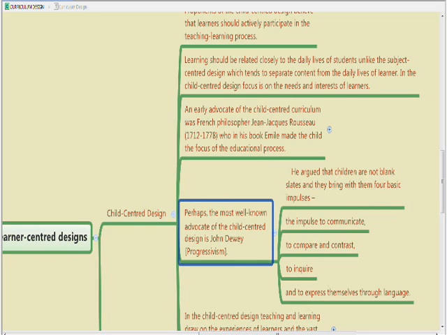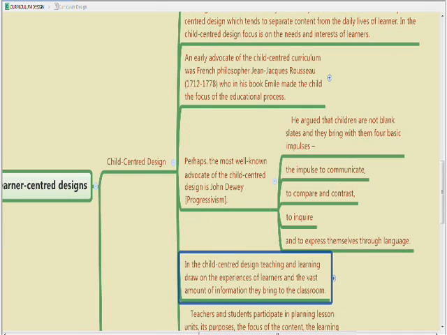And then you have the notion that in the child-centered design, teaching and learning draw on the experience of the learner and the vast amount of information that they bring to the classroom. This is really important, folks. When you go into a group of students in front of you, you don't see a bunch of uniform androids. These are people with real lives, with real historical backgrounds. They come to you differently, and you allow them to engage. You allow an enriched environment. If you terminate their participation, then you really miss out on a big part of the curriculum.